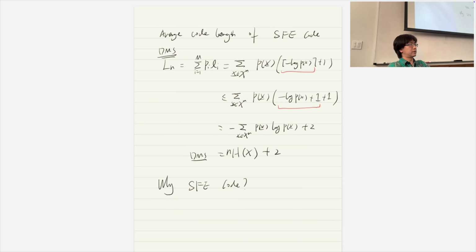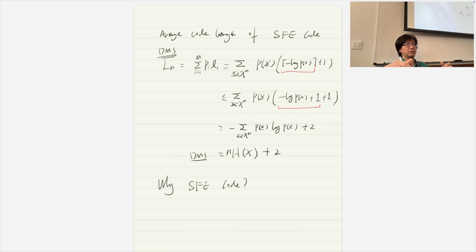Can you think of a reason? You can see that the designing idea for this code is very different from before. For Huffman code, we need to compute all the code words, right? For Shannon code, we need to compute the length, and then we need to compute all the code words, right? Using a construction tree, right?